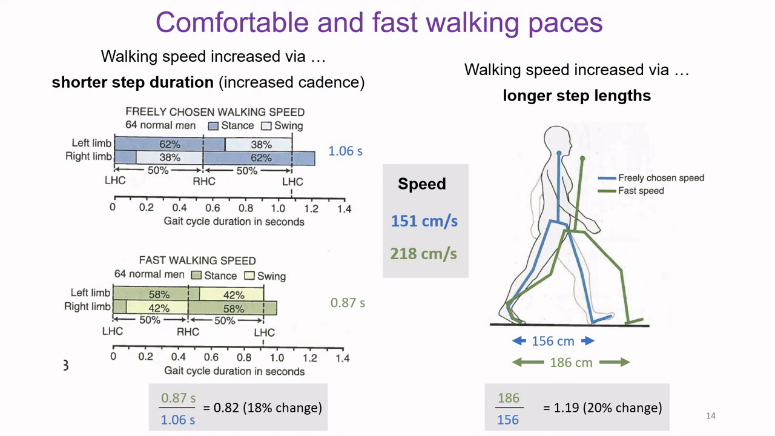In running, speed initially involves an increase in stride length, but most of what's involved in running faster depends upon having a greater frequency of movement. In other words, having a faster cadence and lower stride duration.